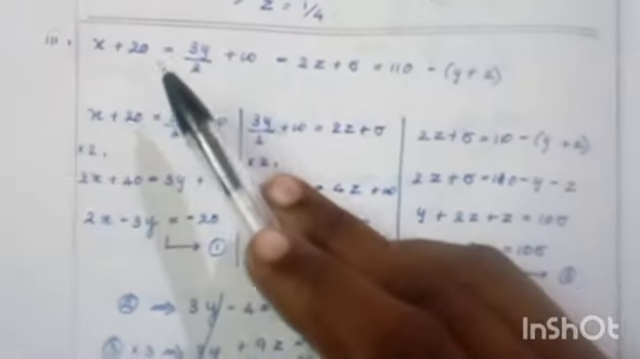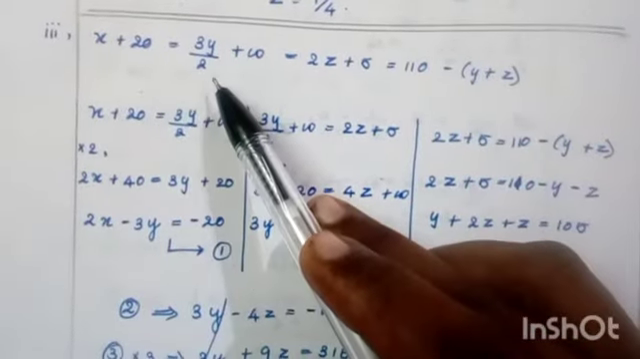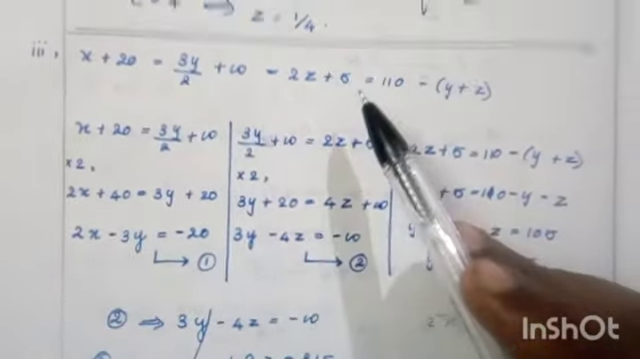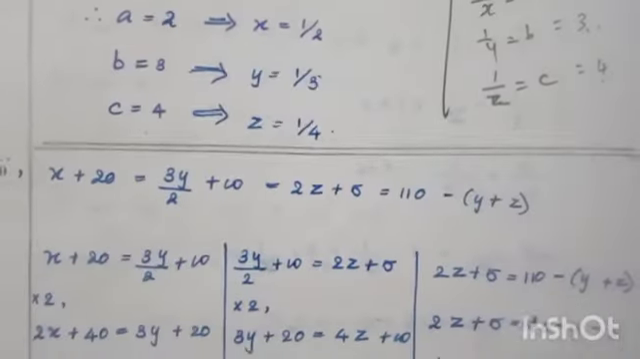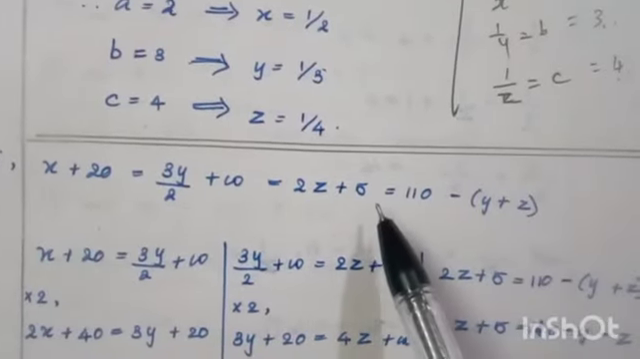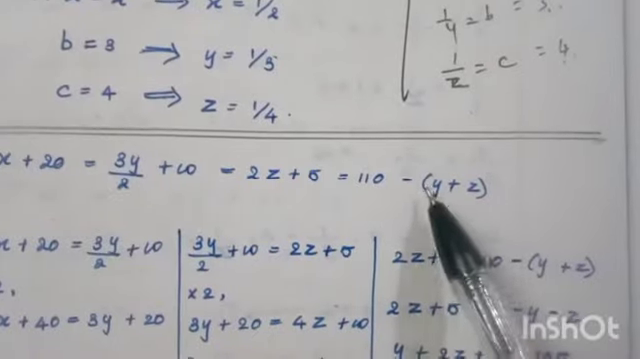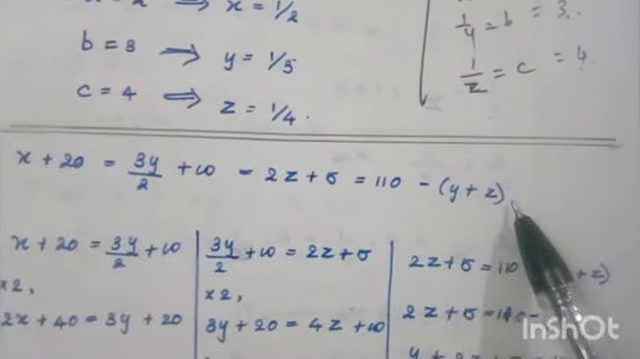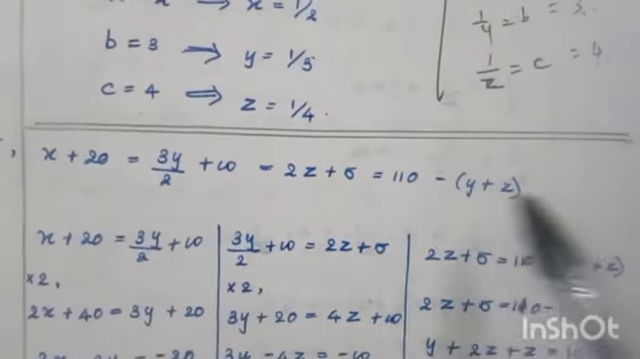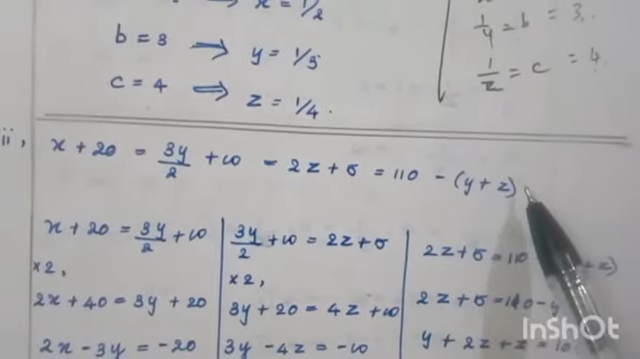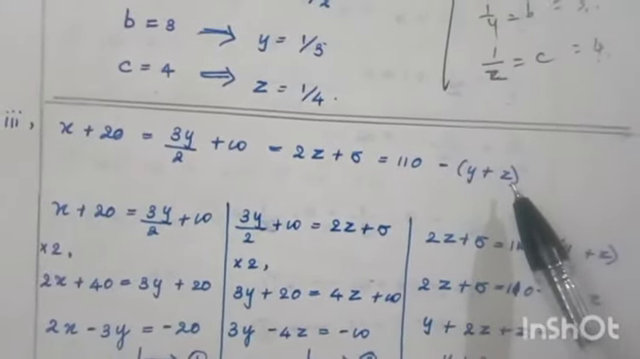Third question, x plus 20 equal to 3y by 2 plus 10 is equal to 2z plus 5 is equal to 110 minus of y plus z. So here it is not given as a separate equation, so we make it as a separate equation with the standard form.